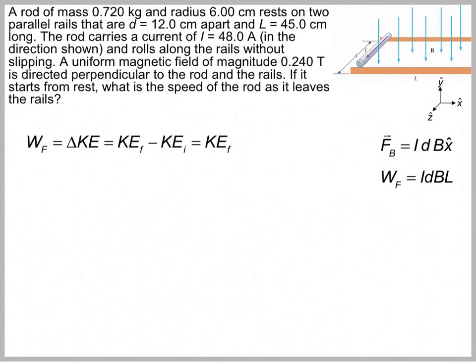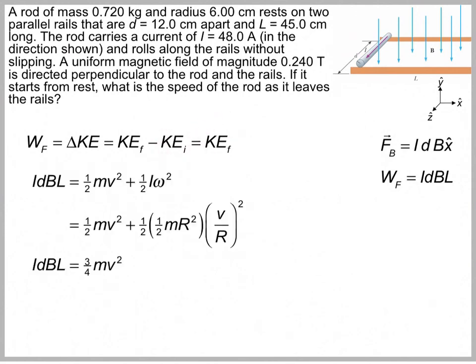Now, I know that the work done is equal to the change in kinetic energy. So our initial energy is 0, so it's just equal to the final kinetic energy. We have to figure out then what that energy is, because not only is the rod moving, but it's also rolling. So the kinetic energy is 1/2 mv squared plus 1/2 I omega squared. The moment of inertia of the cylinder here is that of a disk, 1/2 mr squared, and omega is v over r. I plug that in, and I get 1/2 plus 1/4, so I'm going to get 3/4 mv squared.